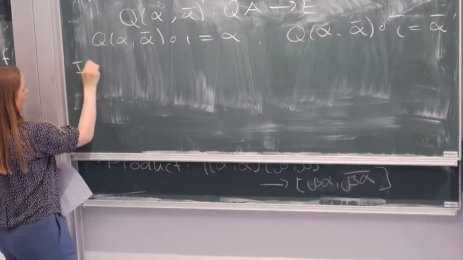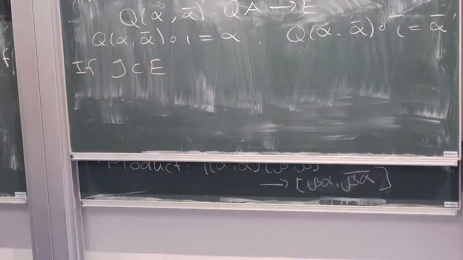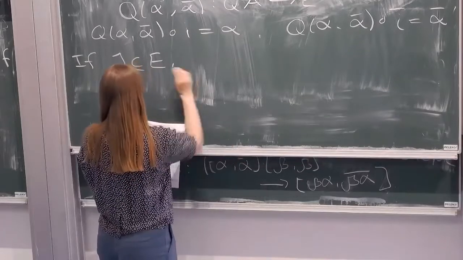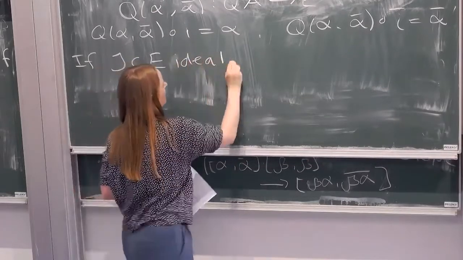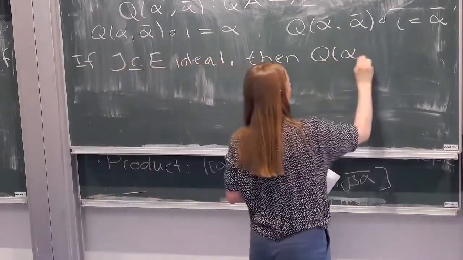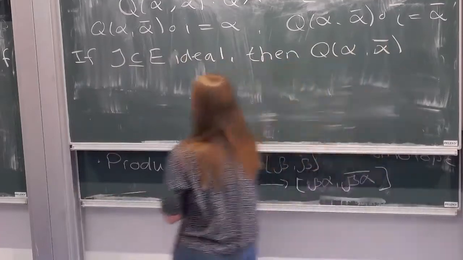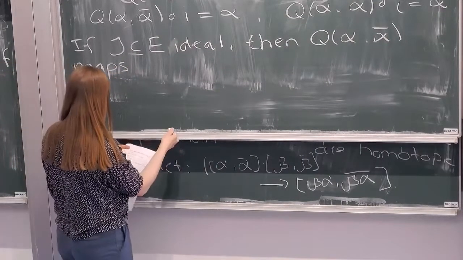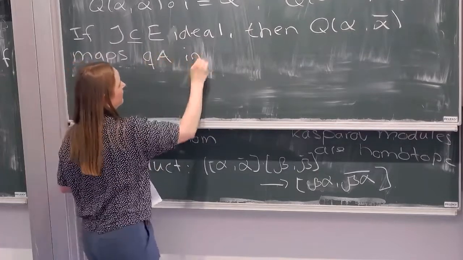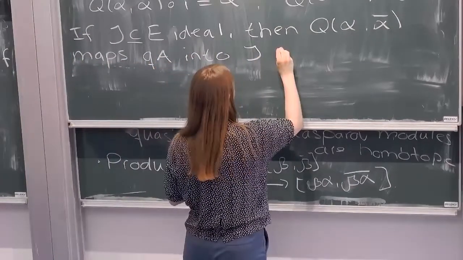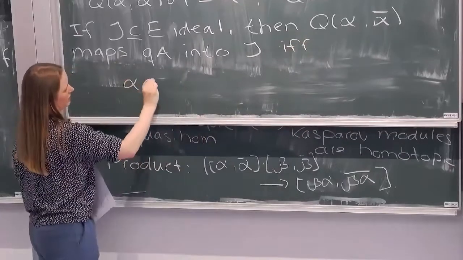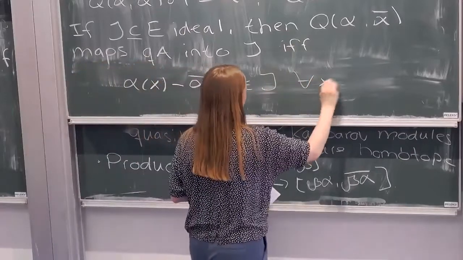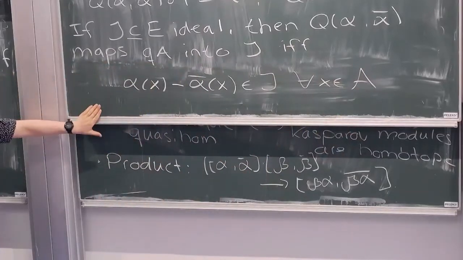So now, if we have an ideal J inside E, which is the case for these quasi homomorphisms, then this Q of alpha bar maps our ideal little qA into J if and only if J satisfies the condition that alpha of X minus alpha bar of X is inside J for all X in A, which is also what we have assumed for these pre-Cuntz-Kasparov-isomorphisms.